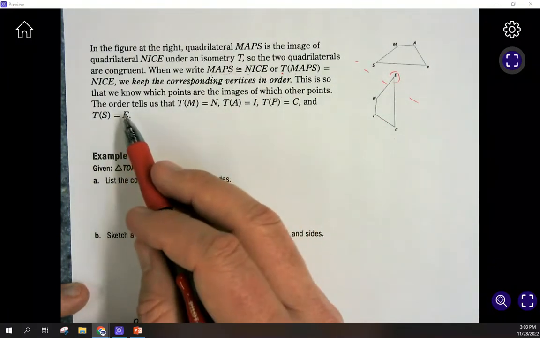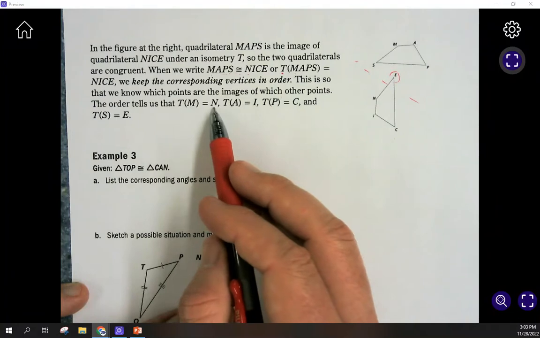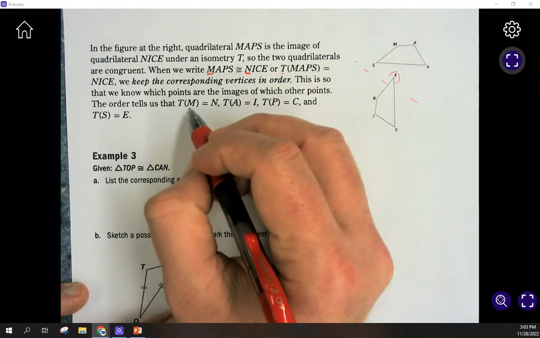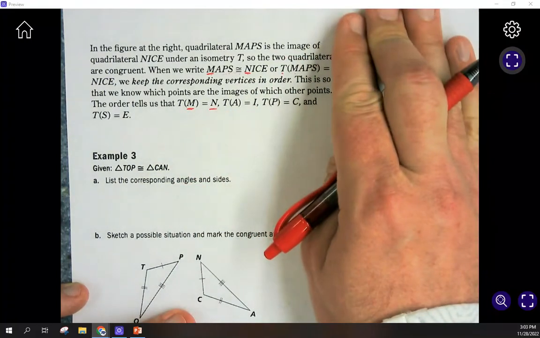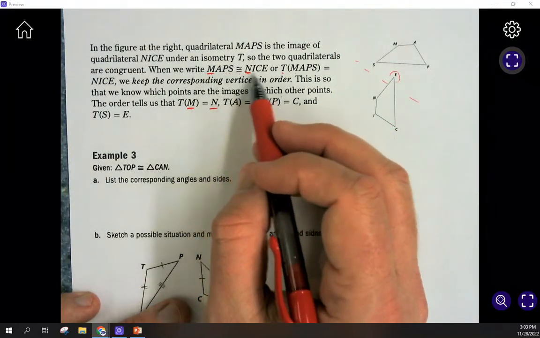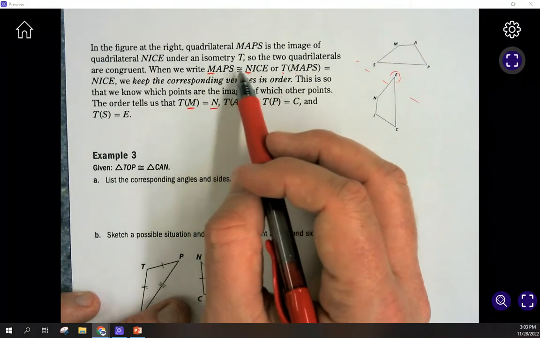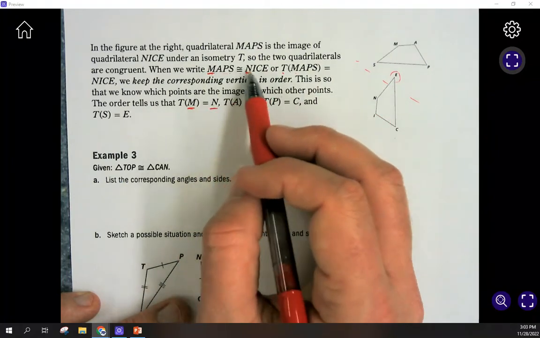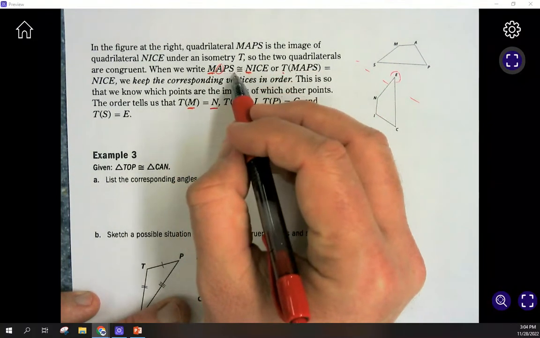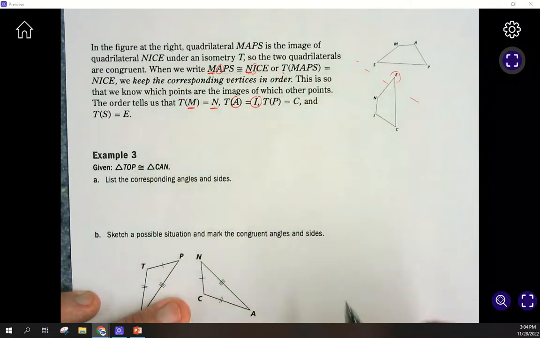Now, that has to match up over here as well. So here's what we mean by that. The order that this has been written tells us that the transformation of M equals N. So if you look, M is the first letter, N is the first letter. So I know that those are matching. I don't even need the picture to tell me that. The picture kind of helps illustrate this a little bit, but if you're just given the statement like this, MAPS is congruent to NICE, I know the matching angles between these two, the image and the pre-image, is M and N. I also know whatever angle A is, because it's the second letter when I write this out and it matches the second letter over here, I know that A equals I.